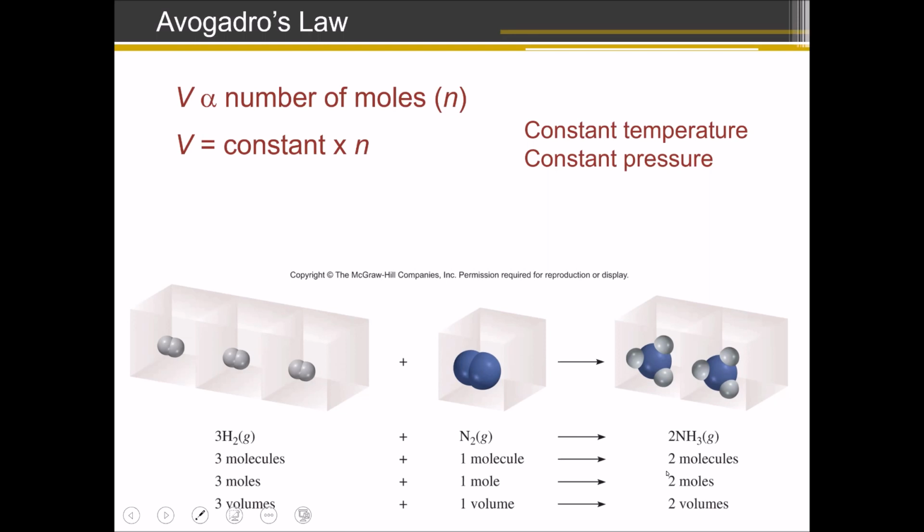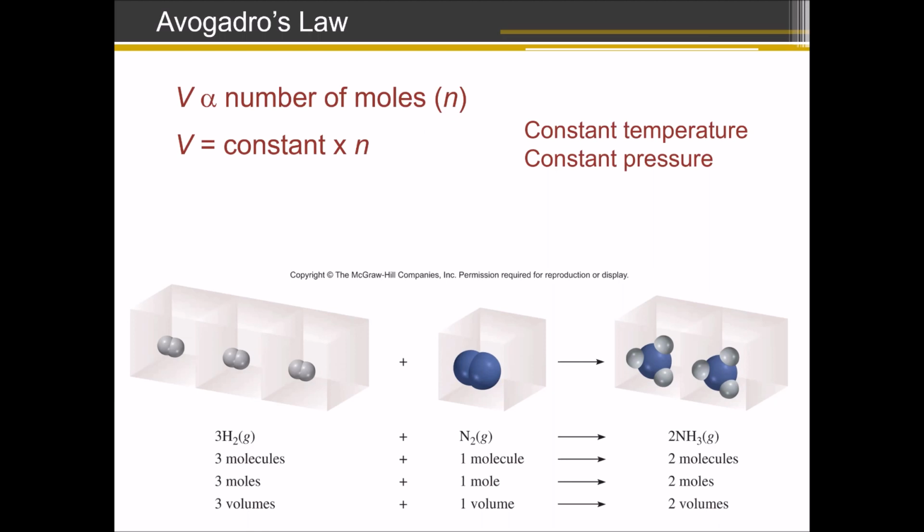Avogadro's law, which is the relationship between volume and number of moles. Because as we said, in chemistry, we're interested in the quantity of the gaseous sample in moles, and we usually want to quantify this into a measurable amount that we can measure. So in case of gases, the measurable property that we can measure for the gas is the volume of the gaseous sample.